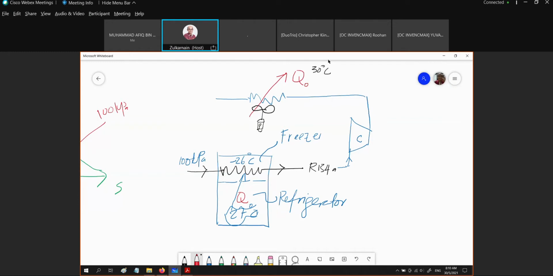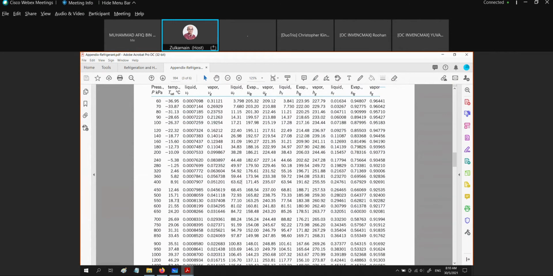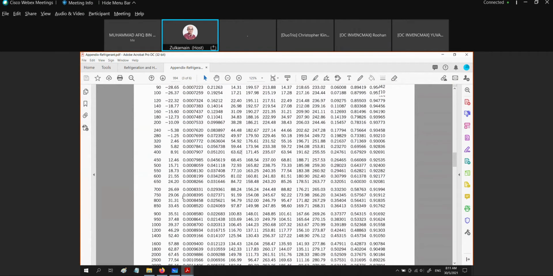Okay, so if we want to reject the heat at this device, which is called the heat exchanger, then the refrigerant inside this device must be greater than 30 degrees C. If we look at the property table, how do we get more than 30 degrees C? So this is our 30 degrees C. It's 700. Let's say we want to have a 10 degrees C difference. Then we need to get around this figure.